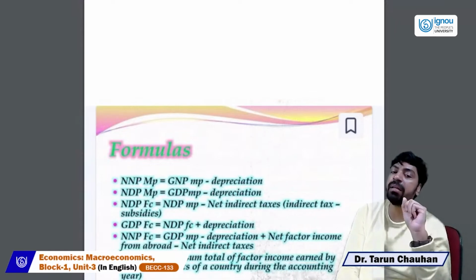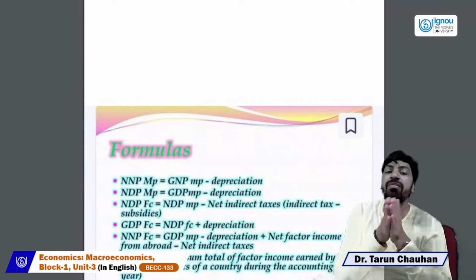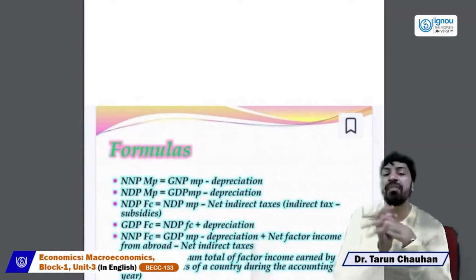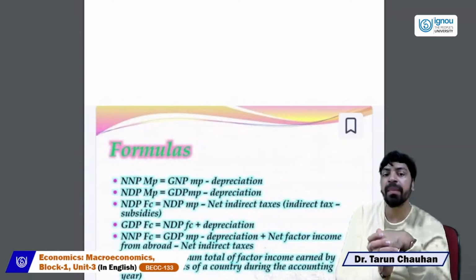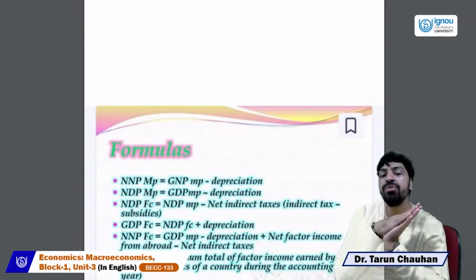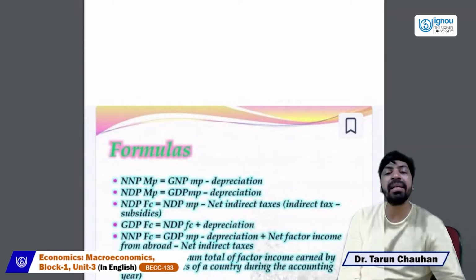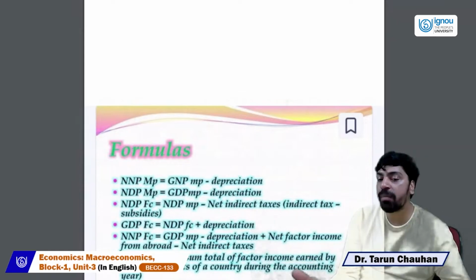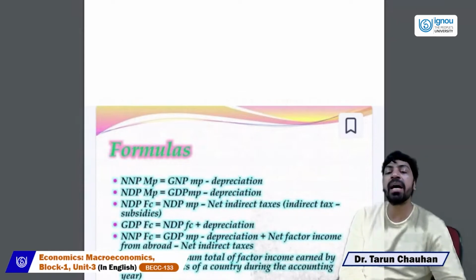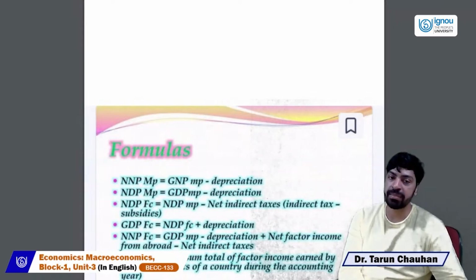So that's the main trick to estimate or formulate the formulas. When you go from gross to net, you have to deduct depreciation, right? When you go from market price to factor cost, that means you have to deduct the net indirect taxes. So what would be the formula of net indirect taxes? Indirect taxes minus subsidies.